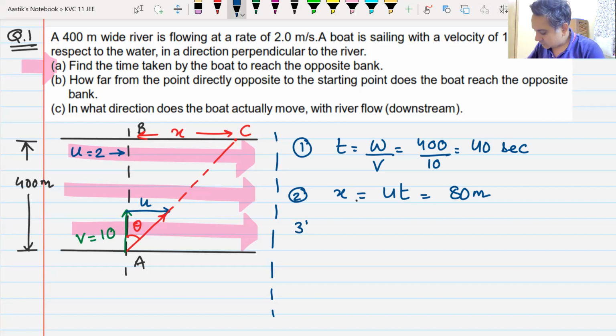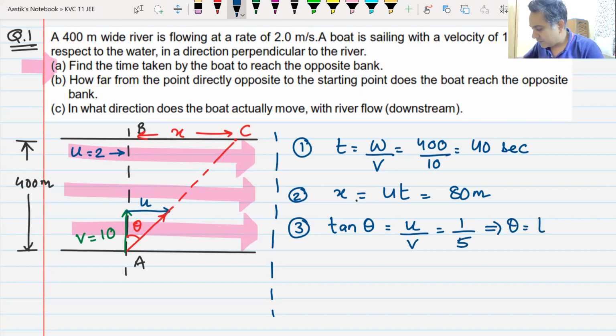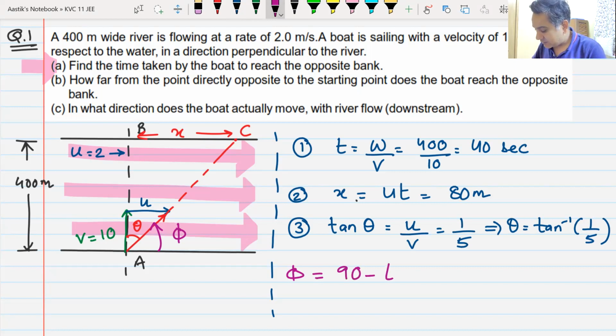The third one. If I ask the value of tan theta, which is with the vertical, that will be u divided by v. So it will be 1 by 5. This implies theta will be tan inverse of 1 by 5. But this is not the angle they have asked. They have asked the angle with the river flow. That means they have asked this angle phi. So you can write this in two ways. The first way is this phi can be written as 90 minus tan inverse of 1 by 5. Do we understand this? Yes or no?